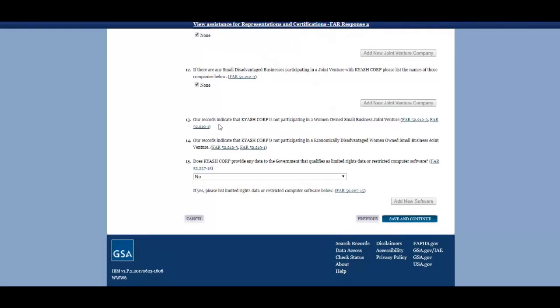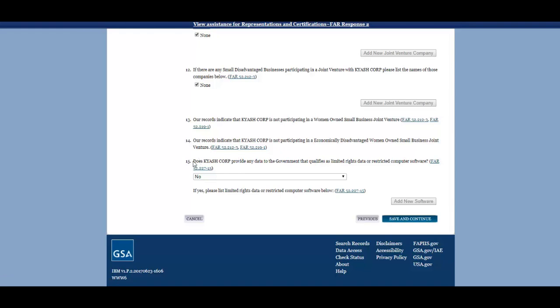The government's basically saying, yeah, we don't see you participating in such a joint venture, so that's an assertion on their part. Our records indicate that Kayash Corp is not participating in an economically disadvantaged women-owned small business joint venture. Okay, and now that's another question we don't have to answer.